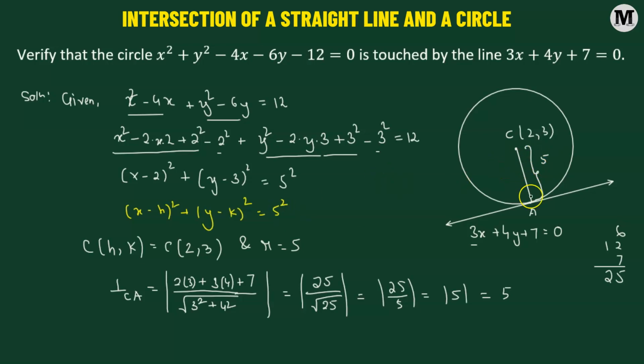However, this CA is also the radius of the circle. So the radius of the circle we also obtained as 5 units. This is only true if the line touches the circle at point A. So we have verified that clearly this circle whose equation is given to us is being touched by the line 3x plus 4y plus 7 equals 0 at the point A.